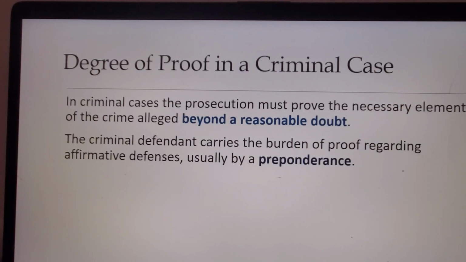And it's always the plaintiff who first has the obligation to satisfy that standard of proof. Whether it's a civil plaintiff or a criminal prosecutor, whoever is bringing the allegation has to satisfy that standard of proof. But after they satisfy that standard of proof, the burden can then shift.